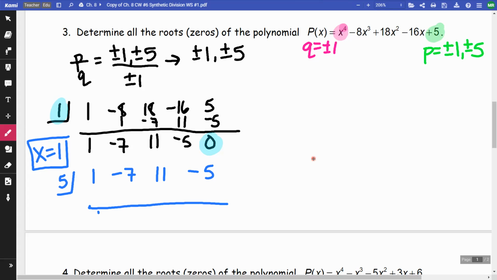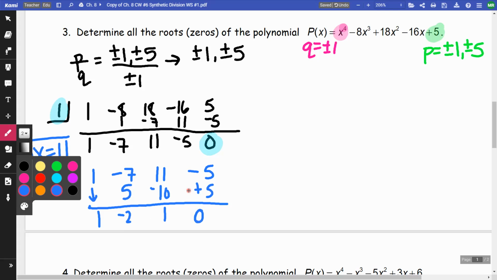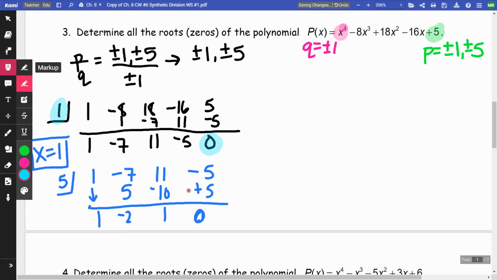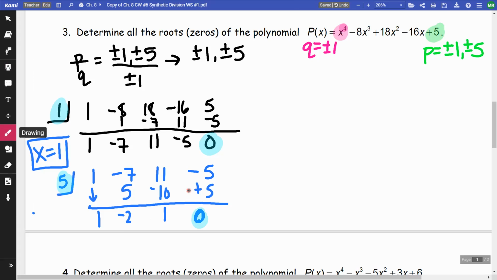Bring down my 1. So 1 times 5 is 5. I add, I get a -2. -2 times 5 is -10. I add, I get a 1. 1 times 5 is 5. I add, I end up with a 0. So I ended up with another 0 right here. And so another answer is going to be x equal 5.